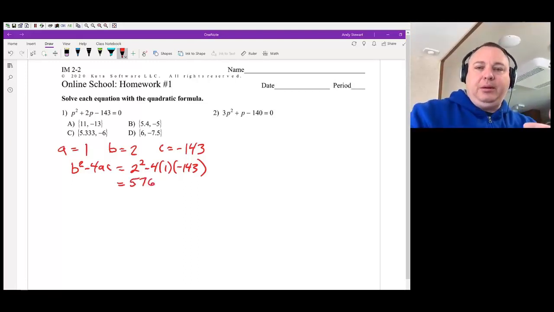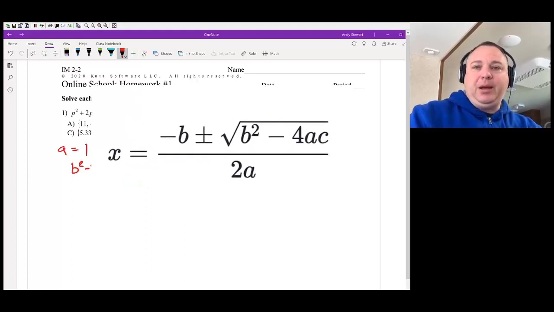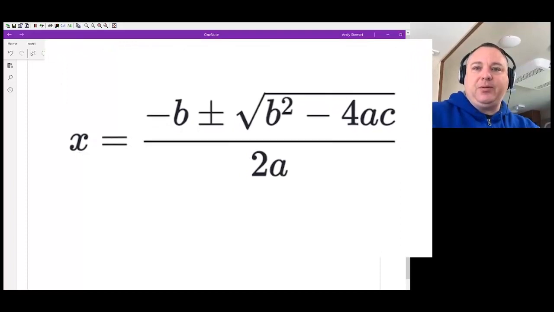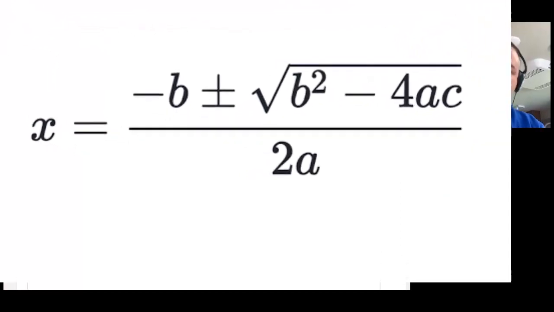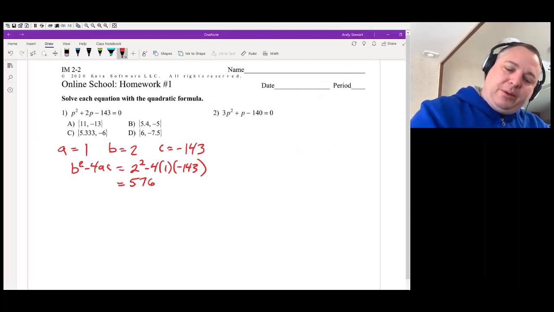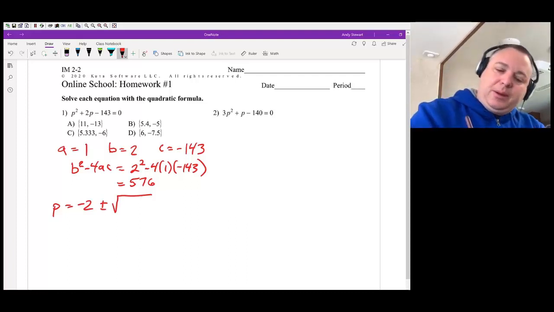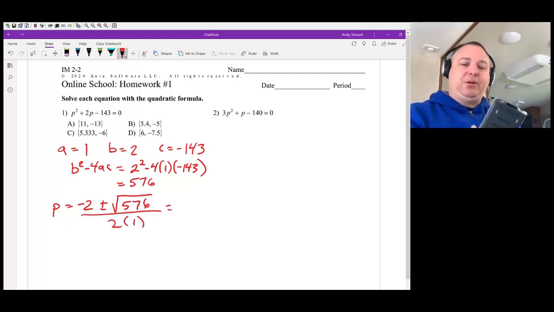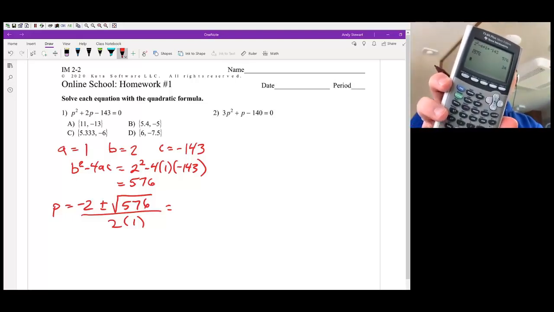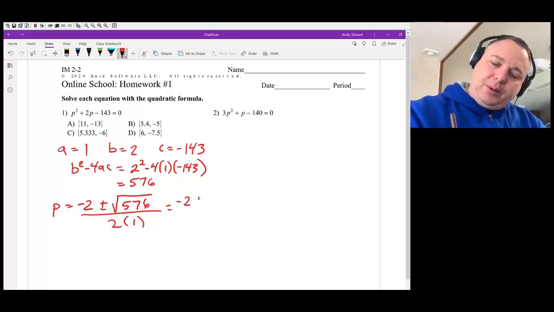Now I'm going to do the entire quadratic formula. X is negative b plus or minus the square root of b squared minus 4ac all over 2a. Well, in this case, the variable is p. P equals negative b plus or minus the square root of, now I've already calculated b squared minus 4ac. That's 576 all over 2a. 576 is a perfect square. 24. So we got negative 2 plus or minus 24 over 2.